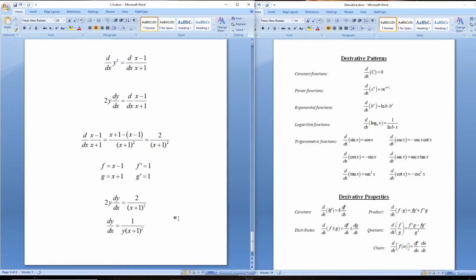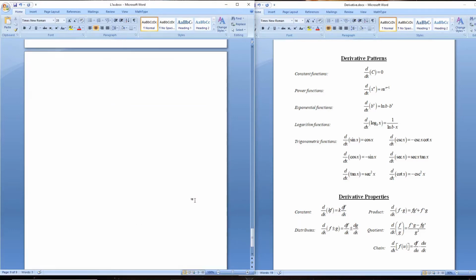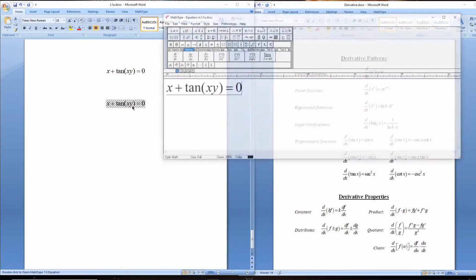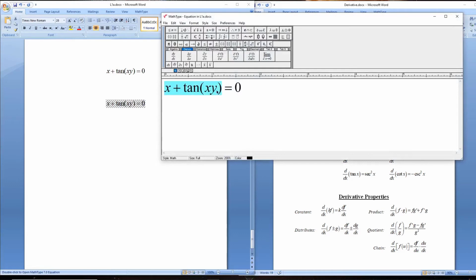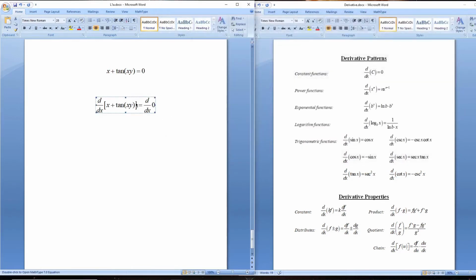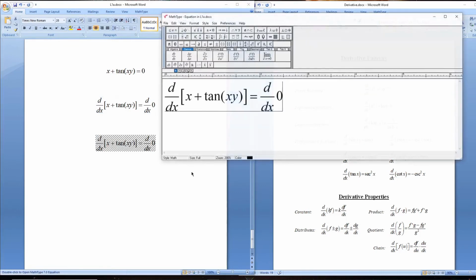So what would Calc 1 be without some trig functions? Let's check this out. We want to know the derivative with respect to x. So what do we do? We take the derivative of both sides. And that's our first step. And looking at the right side, because that's simple enough, the derivative of a constant is always 0.